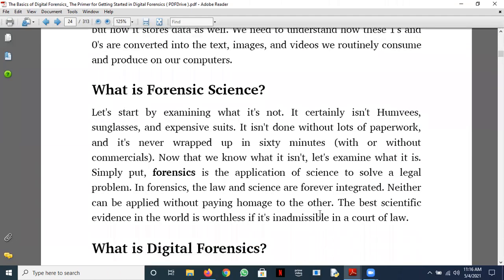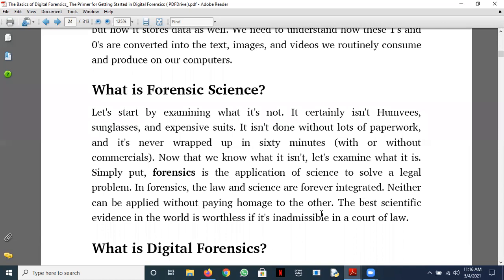So the question is, what is forensic science? Forensic science is the application of science to solve a legal problem. Simply in one line, we can say that forensic science is the application of science to solve a legal problem. And in forensics, the law and science are forever integrated. Remember this.